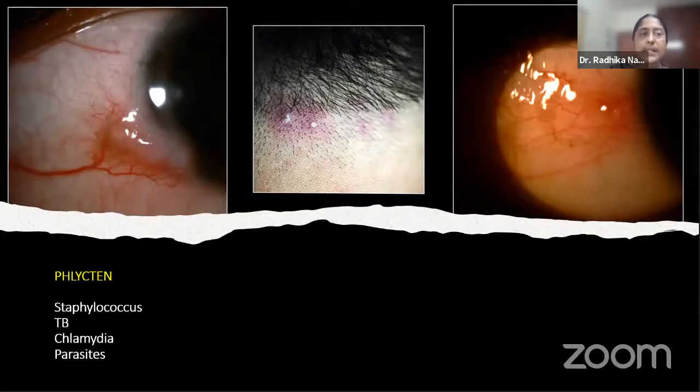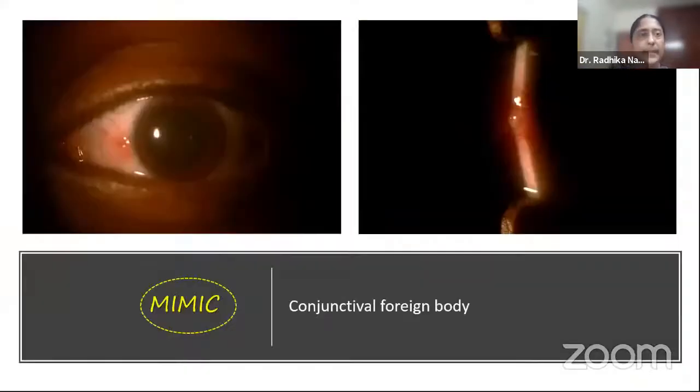The usual culprit is the staph antigens on the lid, but rarely it can be because of tuberculosis or chlamydial disease. Here you can see a youngster with recurrent phlycten. And it used to keep coming back again and again until we saw that he had folliculitis of the scalp. We referred him to the dermatologist, and once the scalp became clean, you can see in the last picture that the phlycten has gone away.